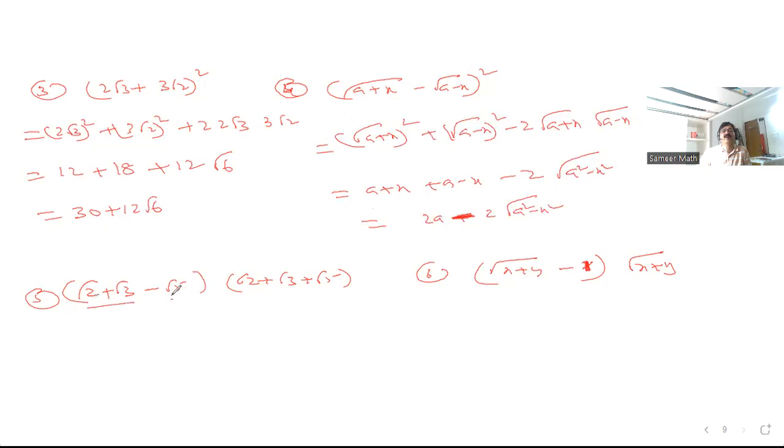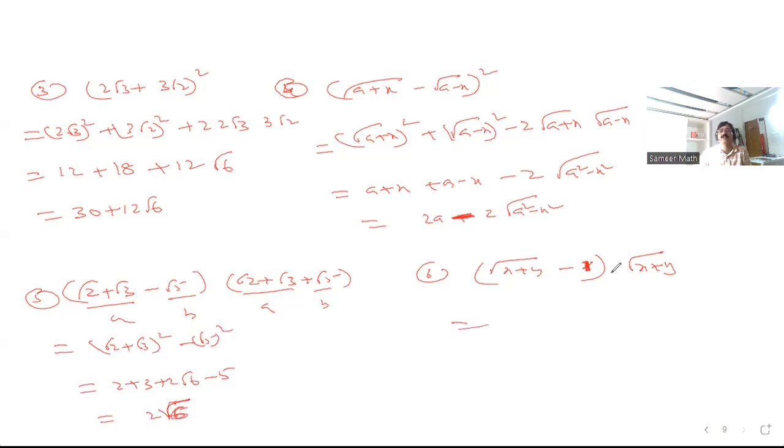Be careful. If you think, generally don't multiply. You just think about it. This is A, B is there. So A minus B into A plus B means A square minus B square formula applies. We can apply all. This is what 2 plus A square plus B square plus 2 root 6, and here it is minus 5. So the answer is 2 root 6.